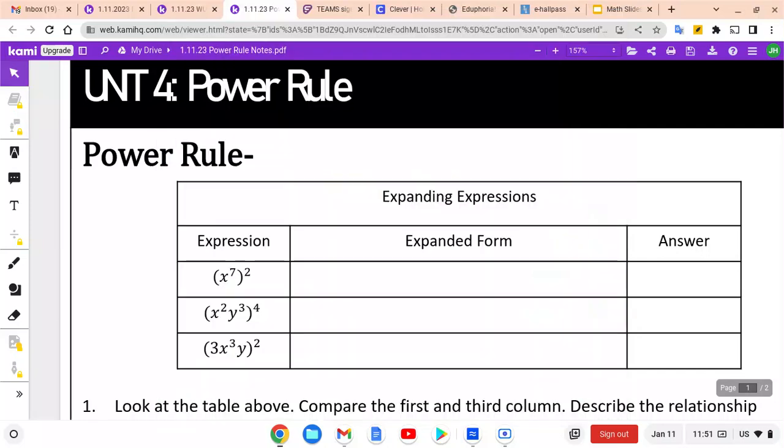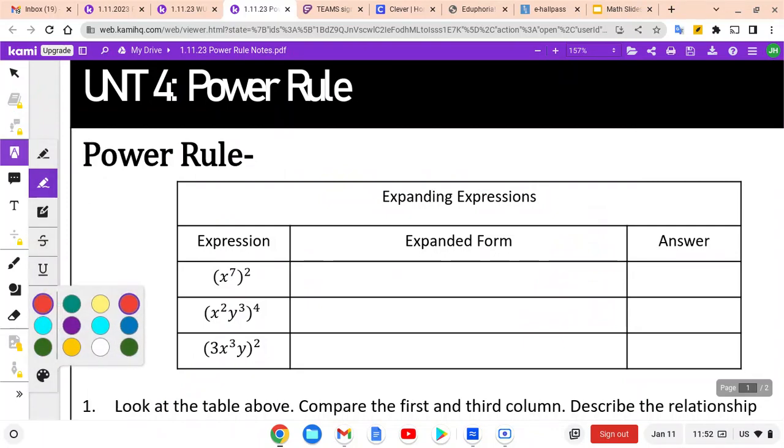Hello, everyone. This lesson is power rule. If you'll recall, we've gone over in previous videos the product rule, which is where if you multiply terms with the same base, you add the exponents, and also the quotient rule, where if you divide terms with the same base, you subtract the exponents. So today, power rule is taking a power to a power.